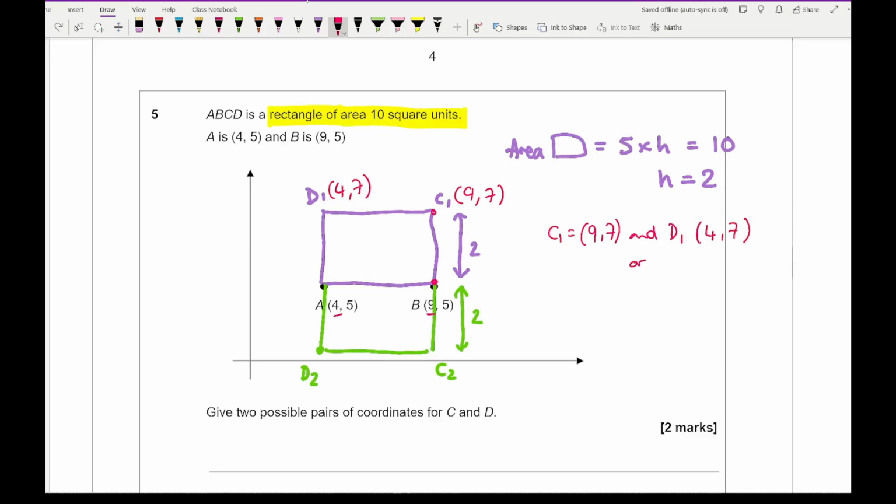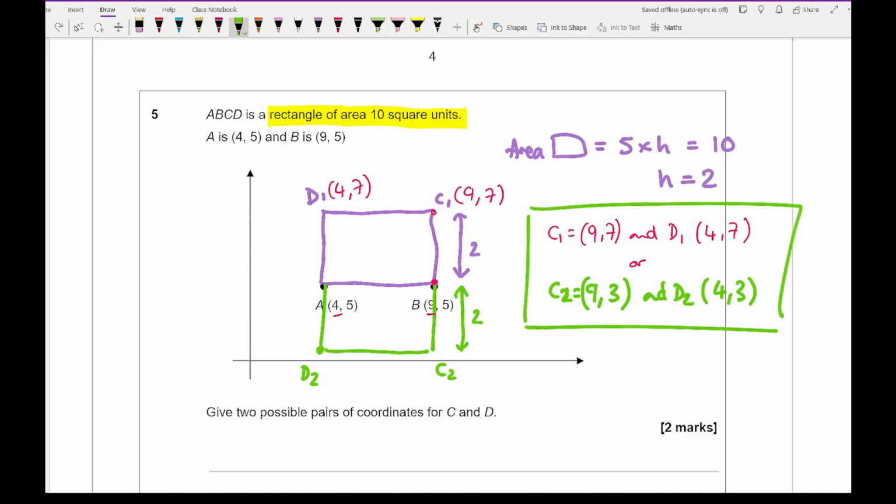Then for the second coordinates, C2 will have the same x ordinate, so that's still going to be 9, but the y ordinate is going to be 2 down from 5, so that's 5 take away 2, which is 3. And D2 is therefore going to have the same x ordinate as A, which is 4, but the y ordinate is going to be 2 less than 5, which is 3. So then my two sets of coordinates are (9, 7) and (4, 7), and (9, 3) and (4, 3).